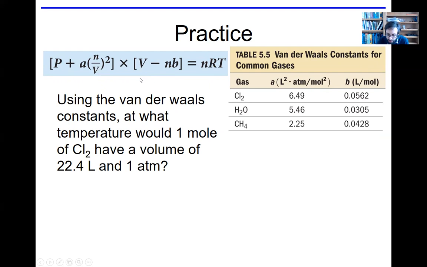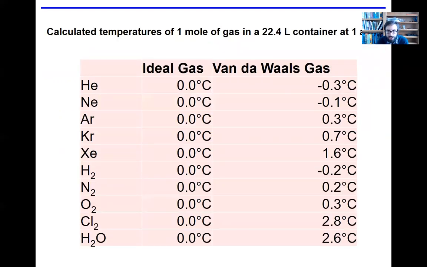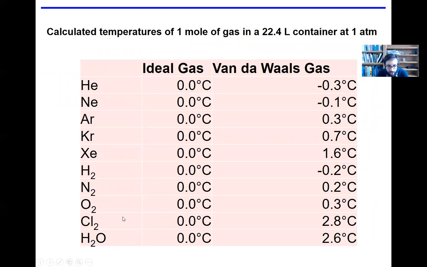But you know, there are those variations on a theme. It's just solving some algebra. Here's just showing you what that value ends up being. So if you do that for chlorine, you get a value of 2.8 degrees C. And you can see, just as with the pressures we were talking about, helium and neon, noble gases, are pretty close. Nitrogen, a pretty inert gas, not a lot of attractions, is pretty close.